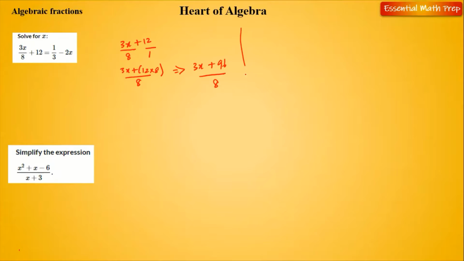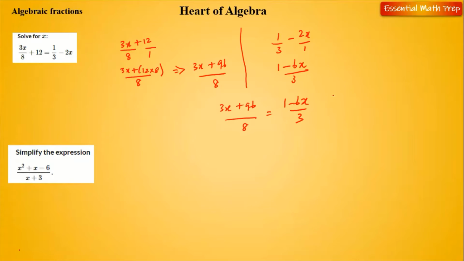Similarly, let's do the other end. So it's 1 over 3 minus 2x over 1. So 3 is the common denominator, so it's 1 minus 6x over 3, right? Because 1 times 3 is 3, 3 times 2x is 6x. Now let's equate the two. 3x plus 96 over 8 equals 1 minus 6x over 3.